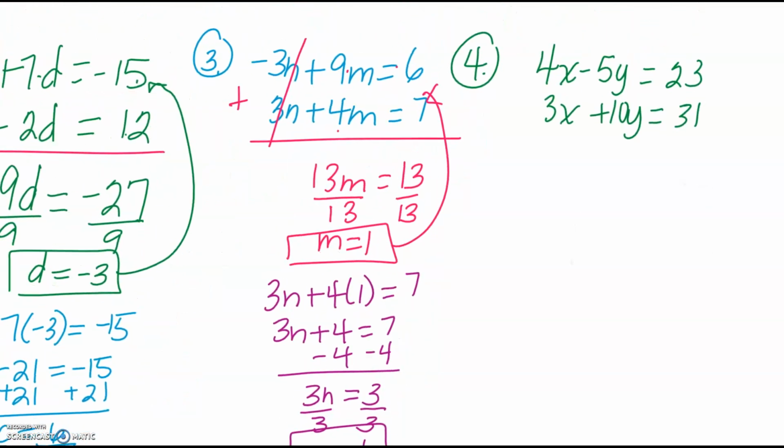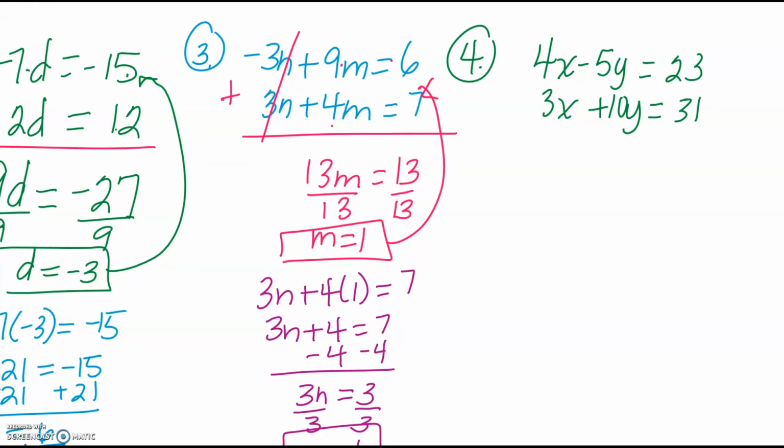So I'm looking at my two equations, specifically my y's. I see I have a negative 5 and then a 10. So I'm trying to find the first multiple that makes both of those coefficients the same. And if I look at 5, I know if I multiply the whole linear equation by 2, that's going to give me negative 10, which will then give me the same coefficient.